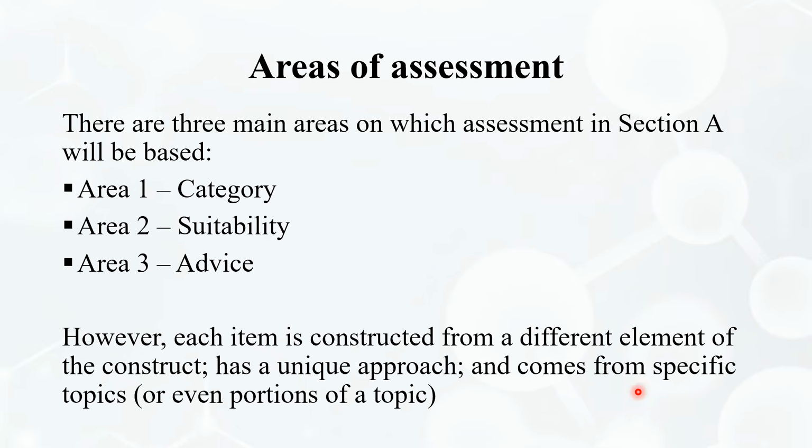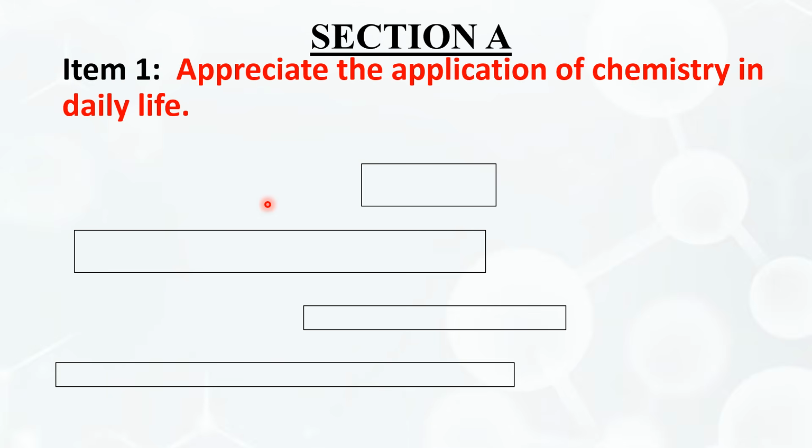And we're saying it comes from specific topics or even portions of topics. So for each item, we shall be able to see item number 1, from which topic does it come? Item number 2, which topics comprise item number 2? So an item can come from any of those areas that we're going to be looking at in section A, item 1, and section A, item 2. Let's dive into the first one. Section A, item number 1.